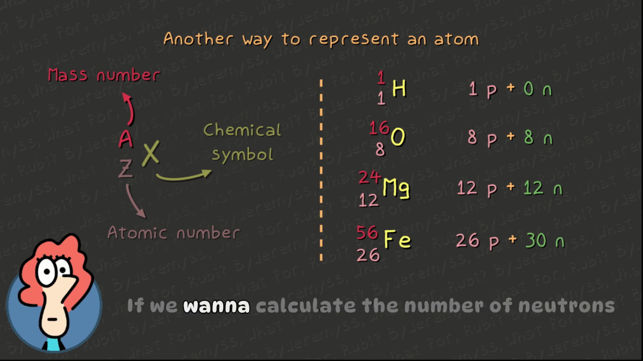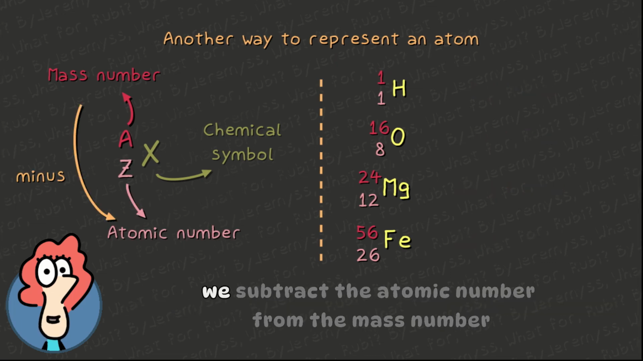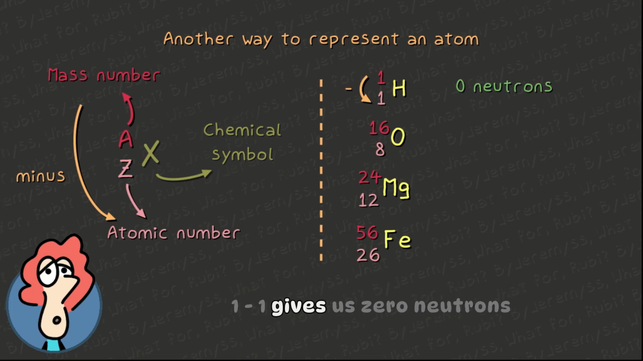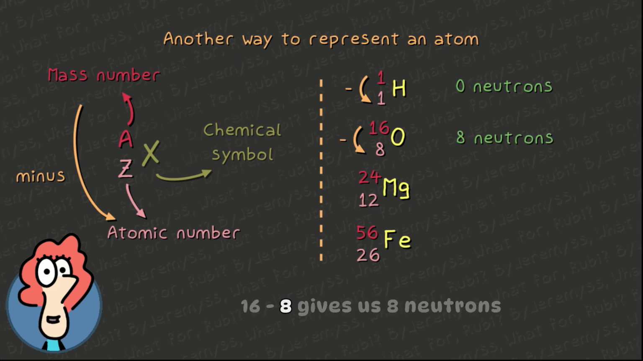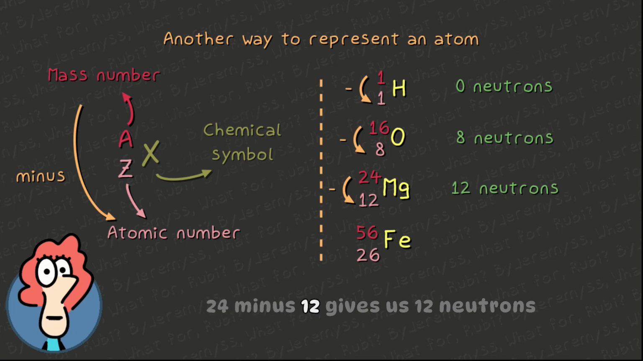If we want to calculate the number of neutrons, we subtract the atomic number from the mass number. 1 minus 1 gives us 0 neutrons. 16 minus 8 gives us 8 neutrons. 24 minus 12 gives us 12 neutrons. And 56 minus 26 gives us 30 neutrons.